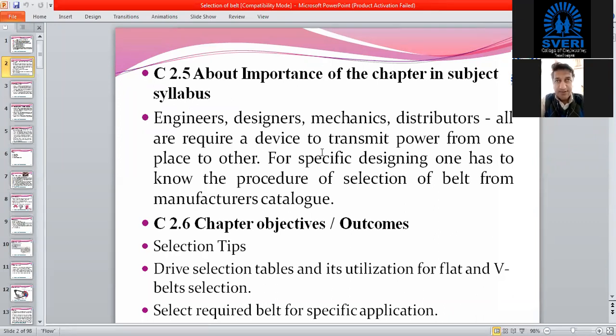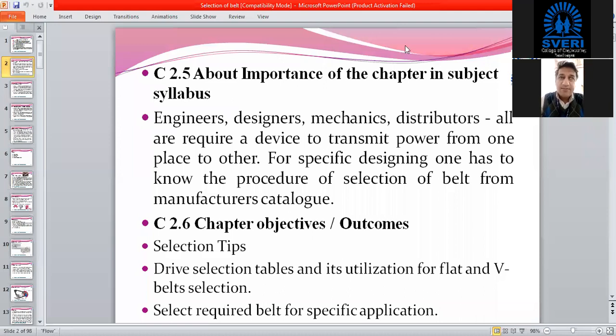So this unit has been introduced in our syllabus because, as we are dealing with the various parts of machinery and their design, the selection of belt is also an important part of machinery design or the design of any machine. That's why it has been introduced in our syllabus.